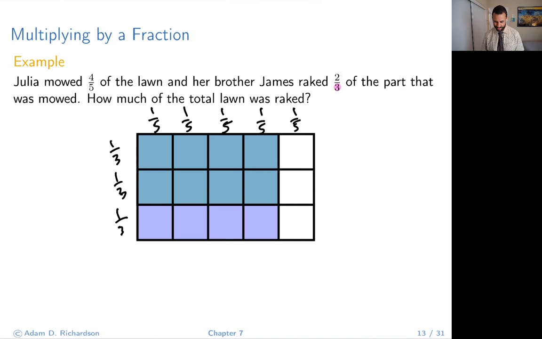Here's the coolest part. How big is each one of those little squares? So in other words, what size is this square? Think about it for a minute. Think about it. How big is that square?